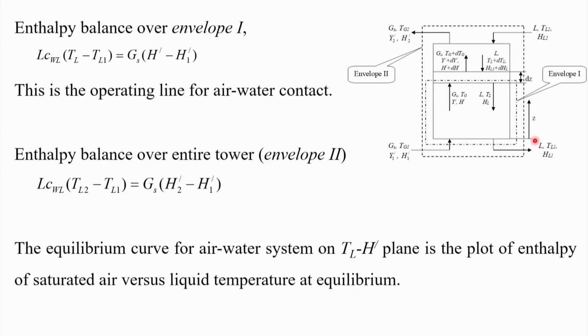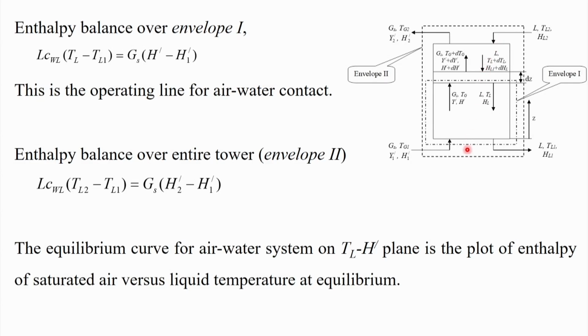The enthalpy lost from the liquid water, L C W L into T L 2 minus T L 1, the temperature driving force across the cooling tower, is equal to G S into H 2 prime minus H 1 prime, the enthalpy gradient across the cooling tower taken by the air. This is due to evaporative cooling of a part of the hot water entering from the top.